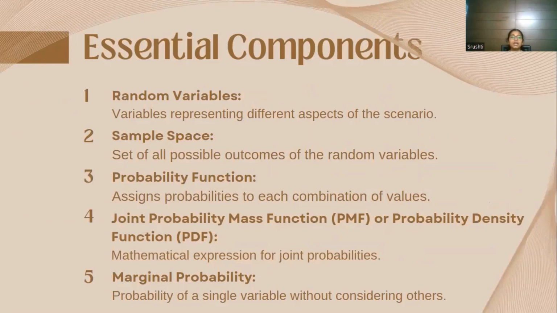Now let's learn some essential components. Random variables, variables representing different aspects of the scenario. Sample space, set of all possible outcomes of the random variables. Third one is probability function, assigns probabilities to each combination of values. Fourth one is joint probability mass function or probability density function, mathematical expression for joint probabilities. The fifth one is marginal probability, probability of a single variable without considering others.